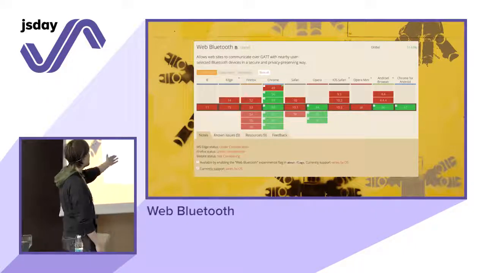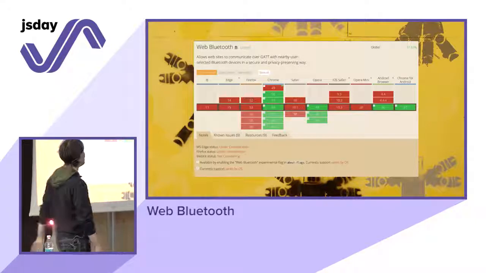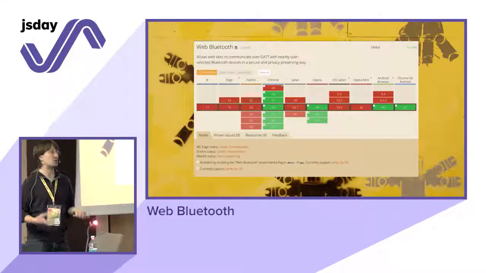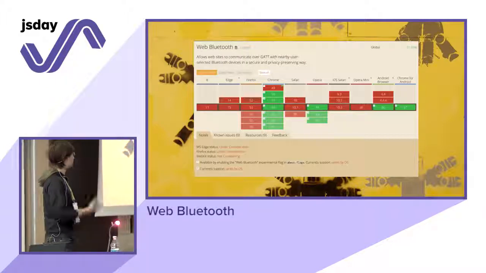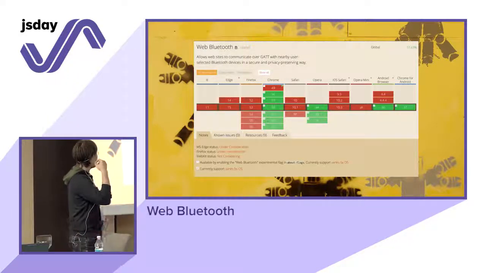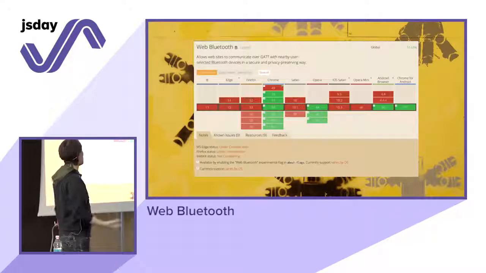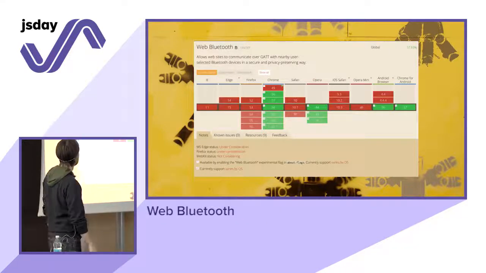And the good news is down there with Chrome for Android. That's good news. It means most modern devices have web Bluetooth, which is great. And then yes, we have Opera, but that's okay.